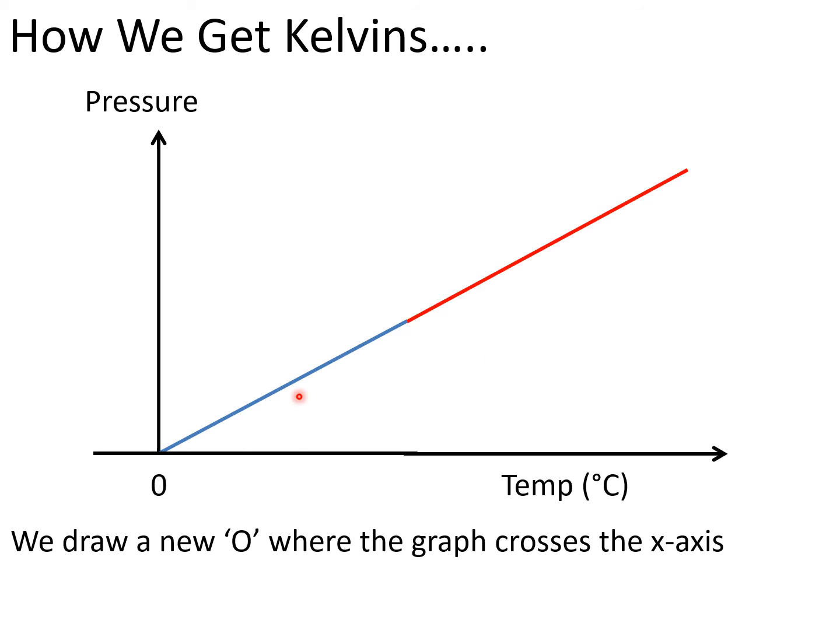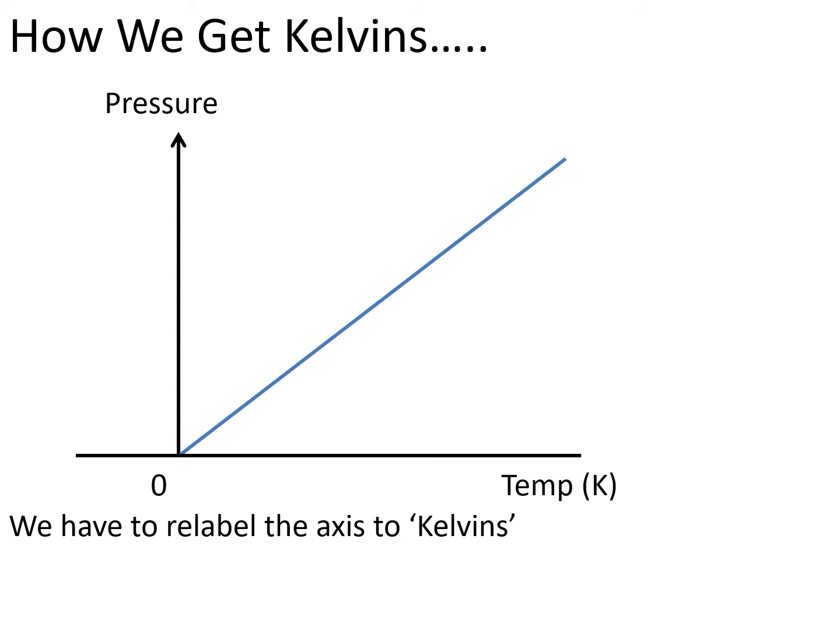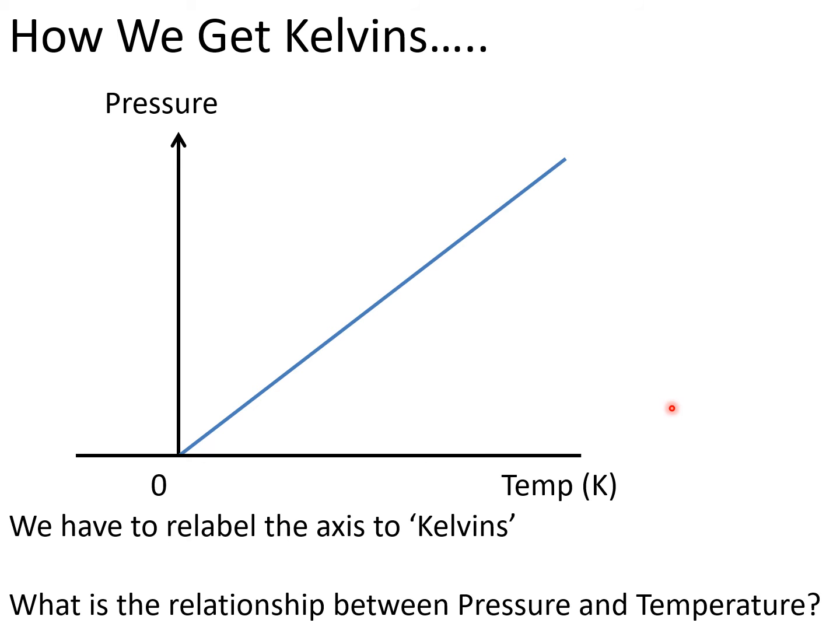So we put the 0 there to show it's going for the origin. And this is what our new graph would look like. And you can see we label the units kelvins after Lord Kelvin, who discovered this kind of unit. And you can see we now have that lovely straight line going to the origin. So we can now say pressure is proportional to temperature. And that's what the relationship is between the two.